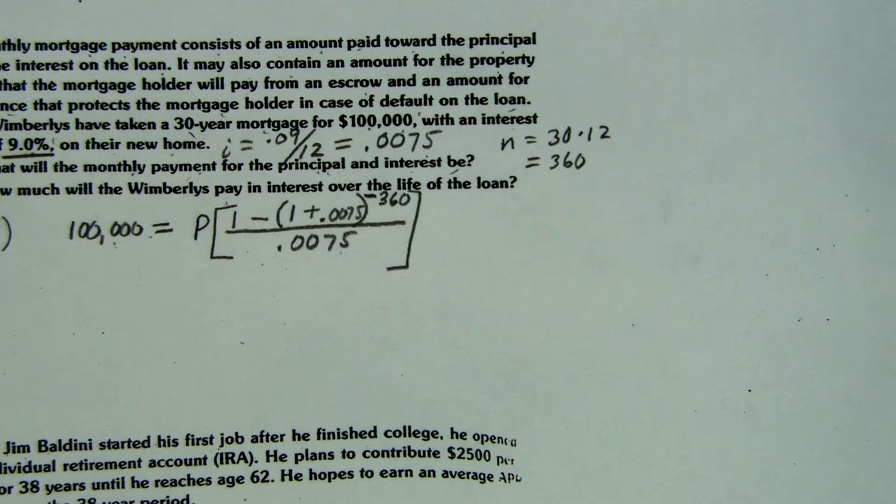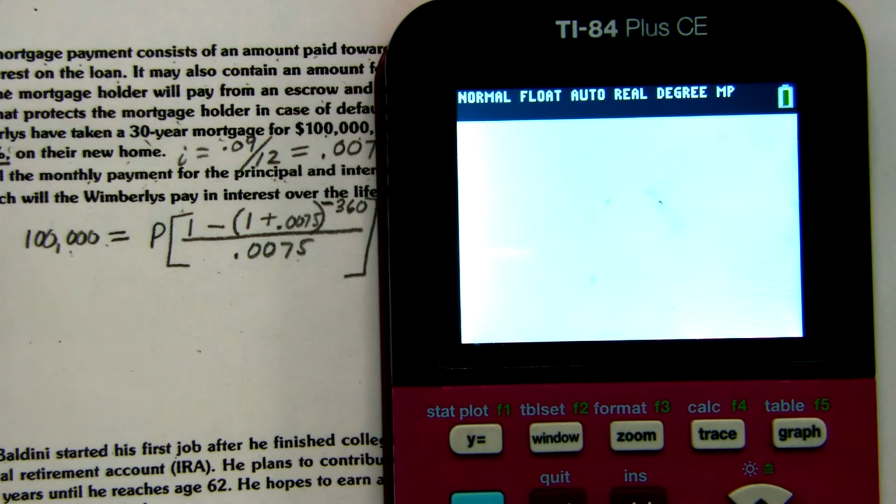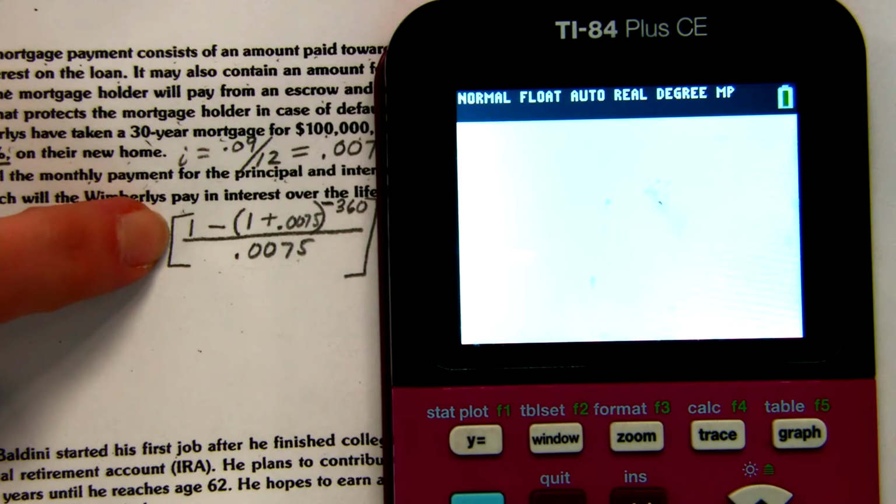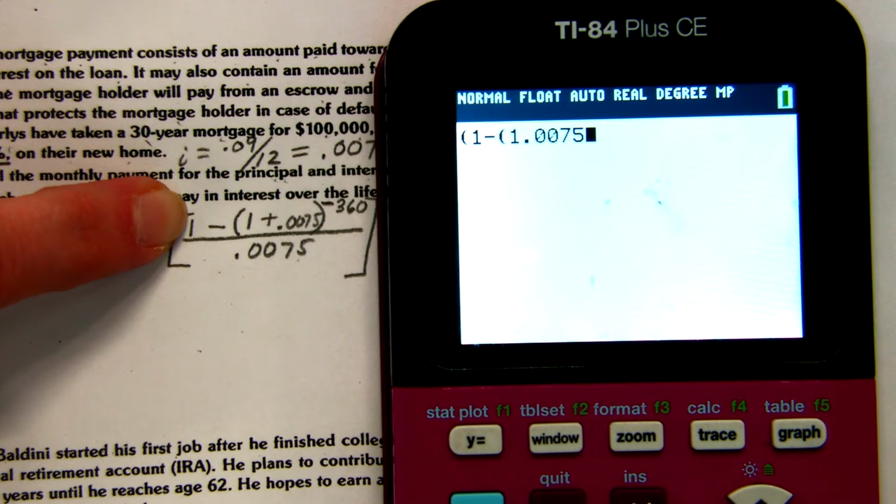So on the calculator, lots of parentheses here. So we're just going to do what's in the brackets. So I'm going to put parentheses around what's on the top and then do 1 minus parentheses. And you can just make that into 1.0075. Huh? Oh, okay.